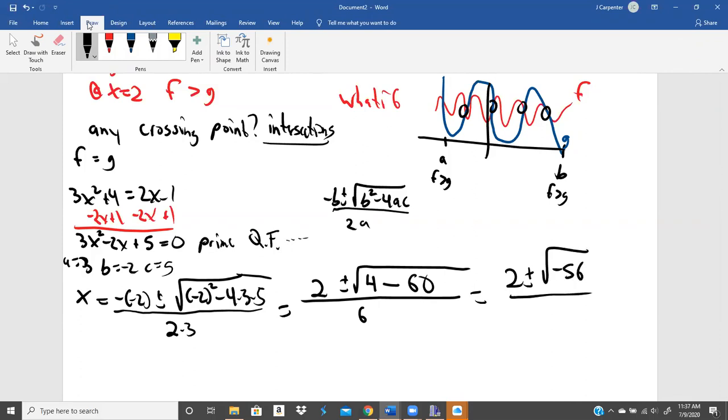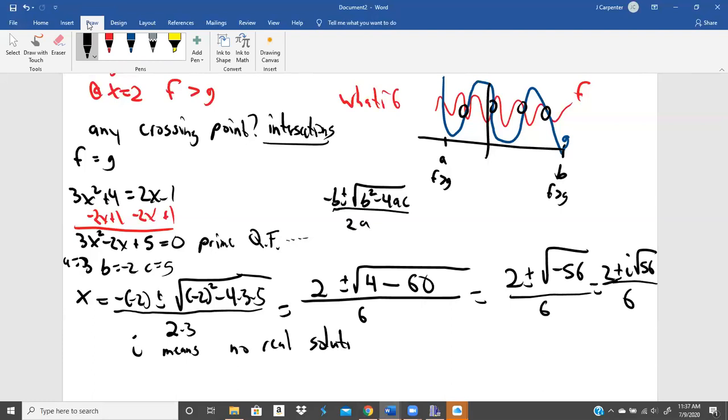This is what I was expecting, all over 6. Because we don't know the square root of negative 56, that's why this is prime. This is the square root of a negative, which means you pull out an i. So this is 2 plus or minus i square root of 56 all over 6. I don't even care about simplifying this anymore. The i means there's no real solutions.